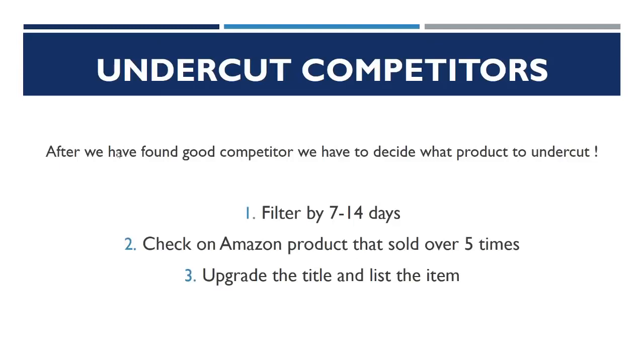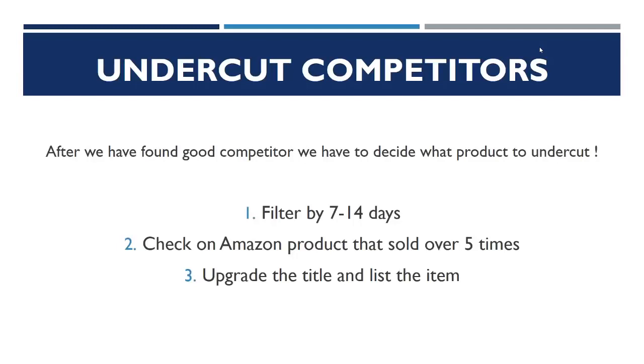So now is the time to decide if we undercut the competitors or not, okay? After we found a good competitor, we have to decide what product we undercut. First of all, I recommend you filter the competitor in the last 7 to 14 days. Remember this rule. Work on a filter time of 7 to 14 days, okay? Why? Because we want to make sure the product we list sold a lot in the last 7 to 14 days.